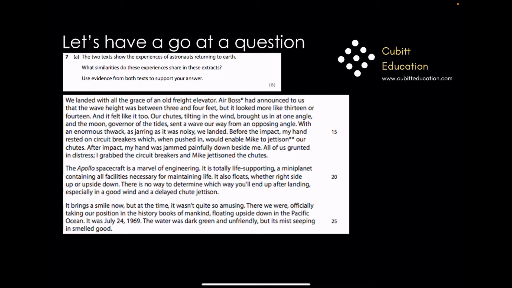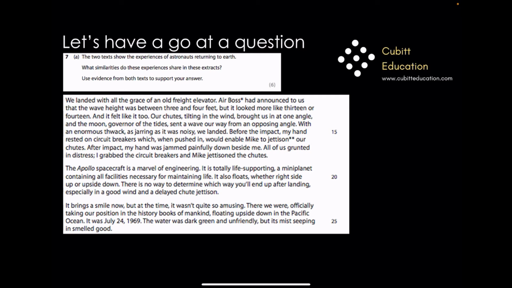The Apollo spacecraft is a marvel of engineering. It is totally life-supporting, a mini-planet containing all facilities necessary for maintaining life. It also floats, whether right side up or upside down. There is no way to determine which way you'll end up after landing, especially in a good wind and a delayed chute jettison. It brings a smile now, but at the time it wasn't quite so amusing.